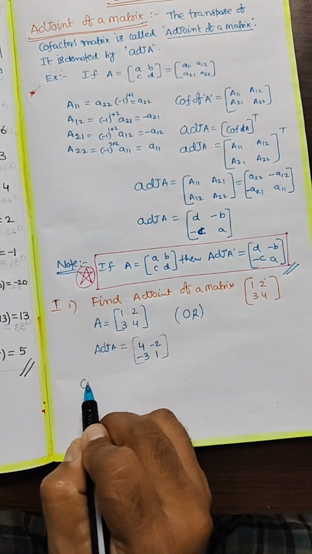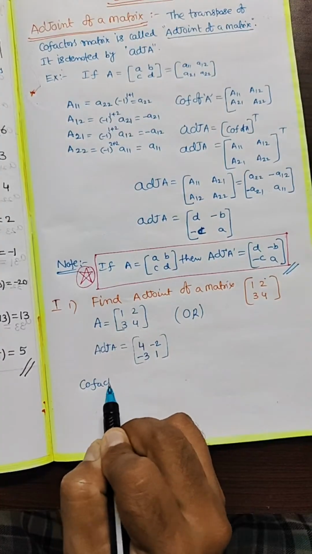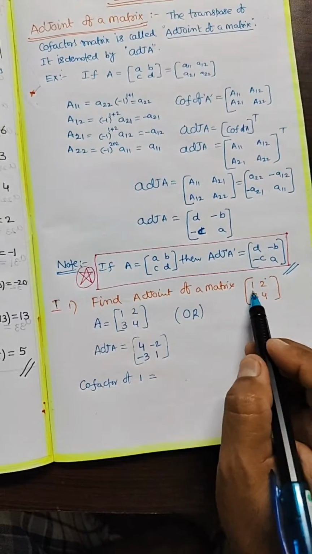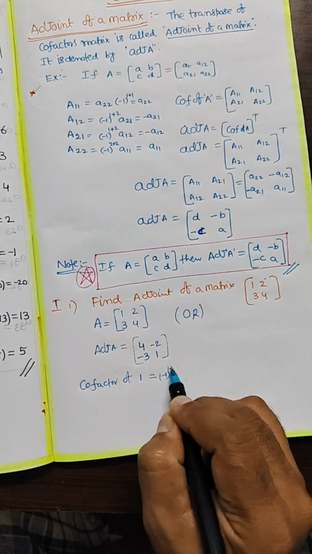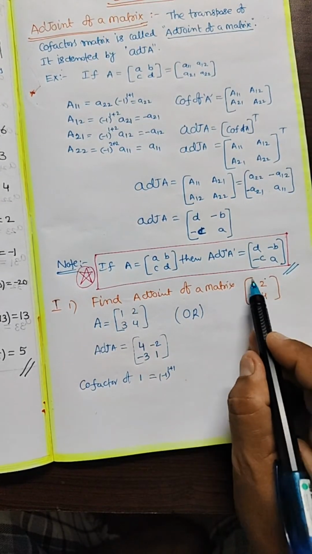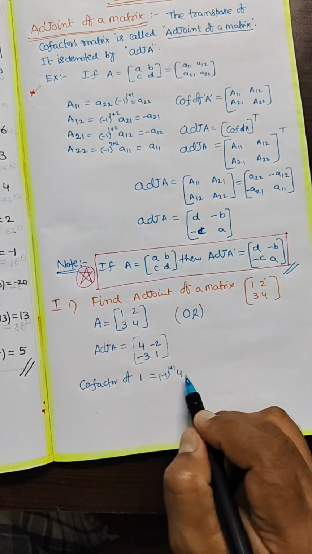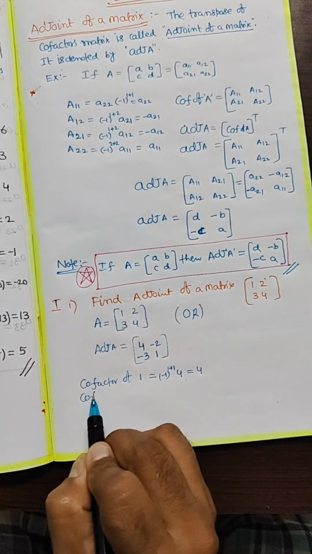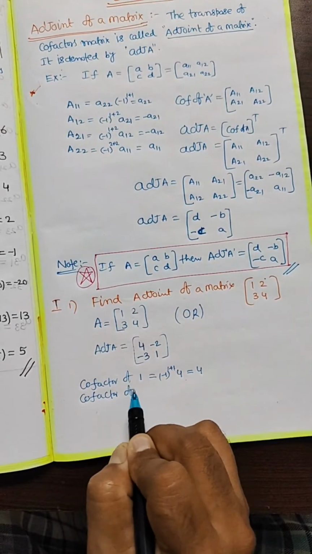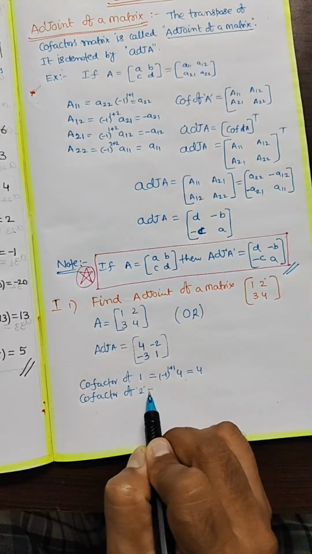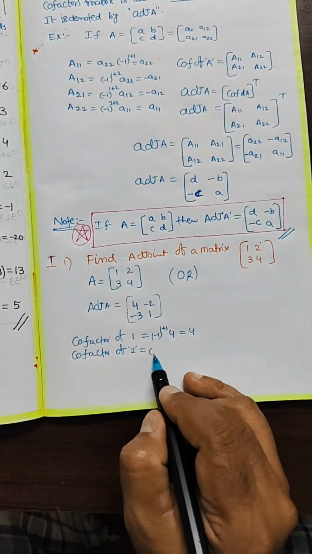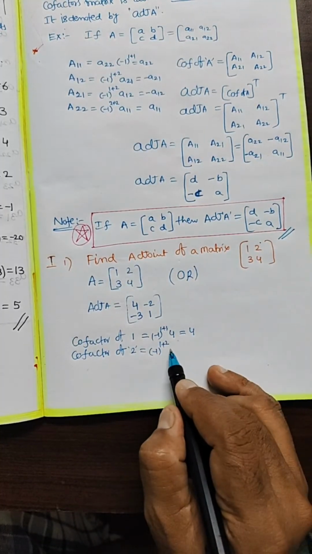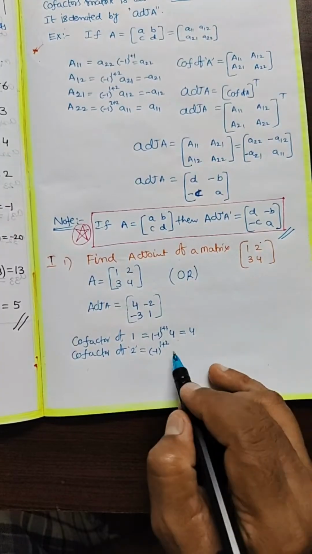Cofactor of 1: this position is minus 1 whole power 1 plus 1. If you eliminate this row and this column, 4 is remaining, into 4. So it will be 4 only, because minus 1 whole power 1 plus 1. Cofactor of the 2 element: minus 1 whole power 1 plus 2, first row, second column element. If you remove these two, 3 will be there, no?